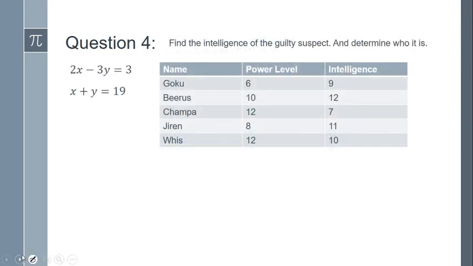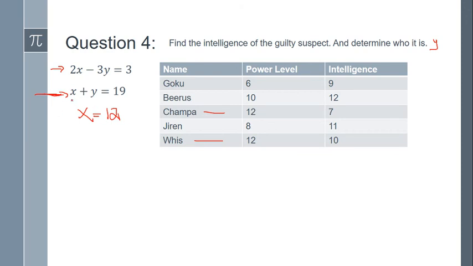Now question 4 says, let's find the intelligence of the guilty suspect. So they're saying let's solve for y now. Well, remember we eliminated y in question 2, and we solved for x, and we got that x is equal to 12. Now that we know that x is 12, remember it corresponds to these two characters, we go back to either one of the original equations and substitute in the value for x. It doesn't matter which equation I use, but you want to pick the one that looks the simplest, the one that involves the fewest calculations. So to me, the second one looks like the better option.